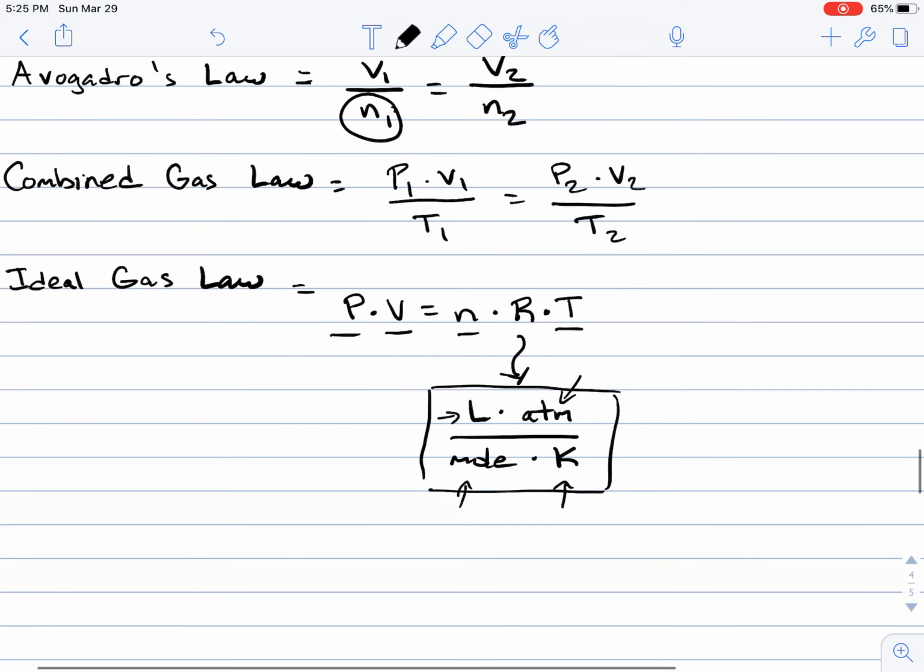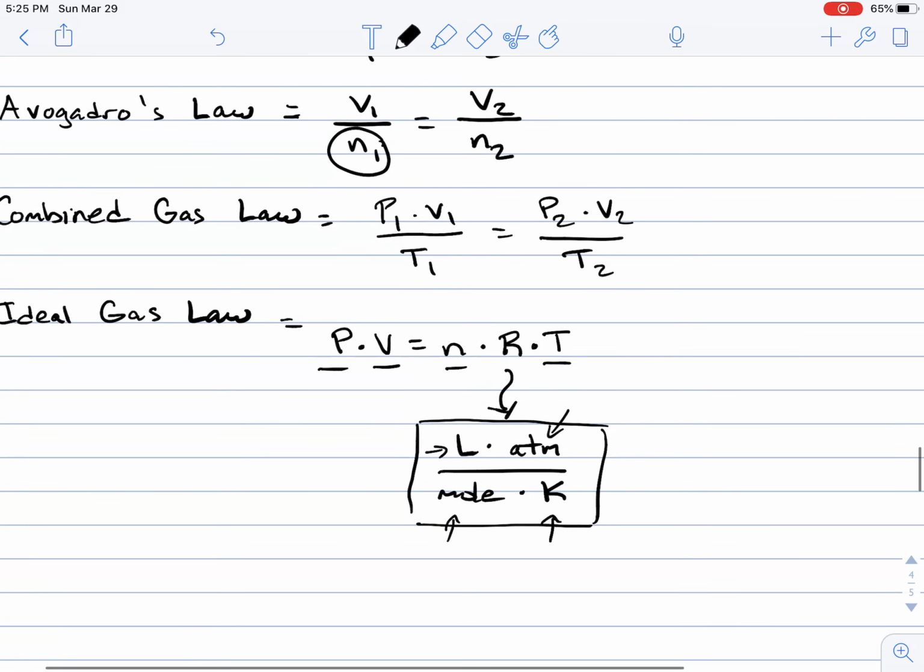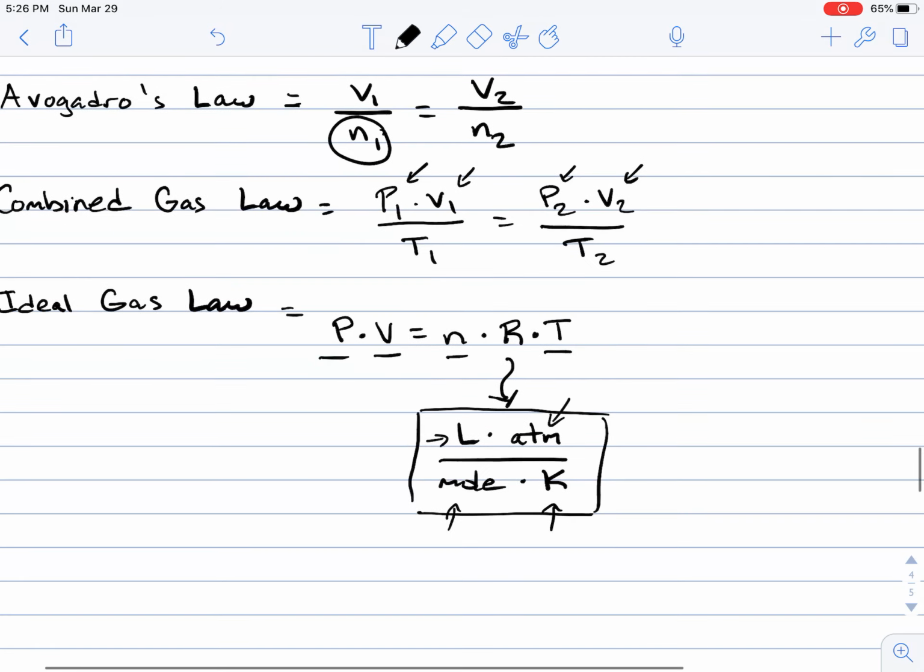So for the combined gas law, very similar to Boyle's law, we want to make sure that pressure and volume are going to be the same unit on both sides. And you want to convert it before.